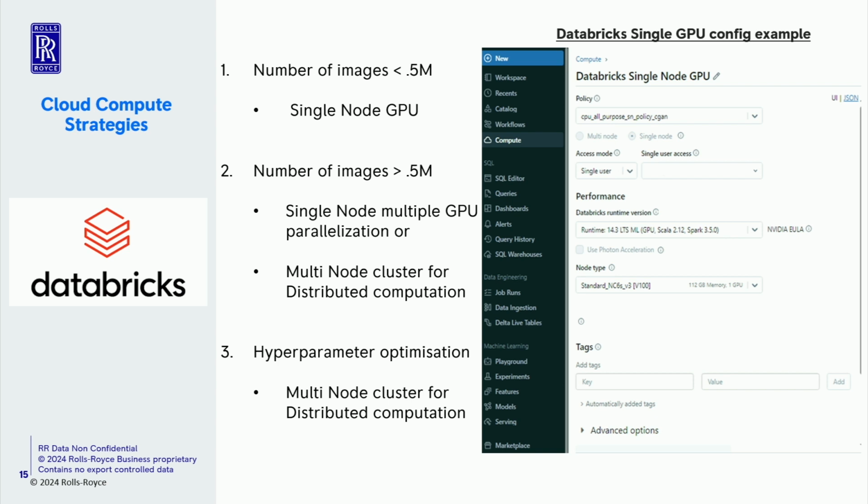So for that, we came up with these empirical rules where, from a training cost perspective, anything less than 0.5 million image set, you could just run it off a single GPU. But the moment you wanted to increase that, you then could move on to a single node multi-GPU architecture. And only if you wanted to do a hyperparameter search space analysis, do you go for a multi-node cluster.